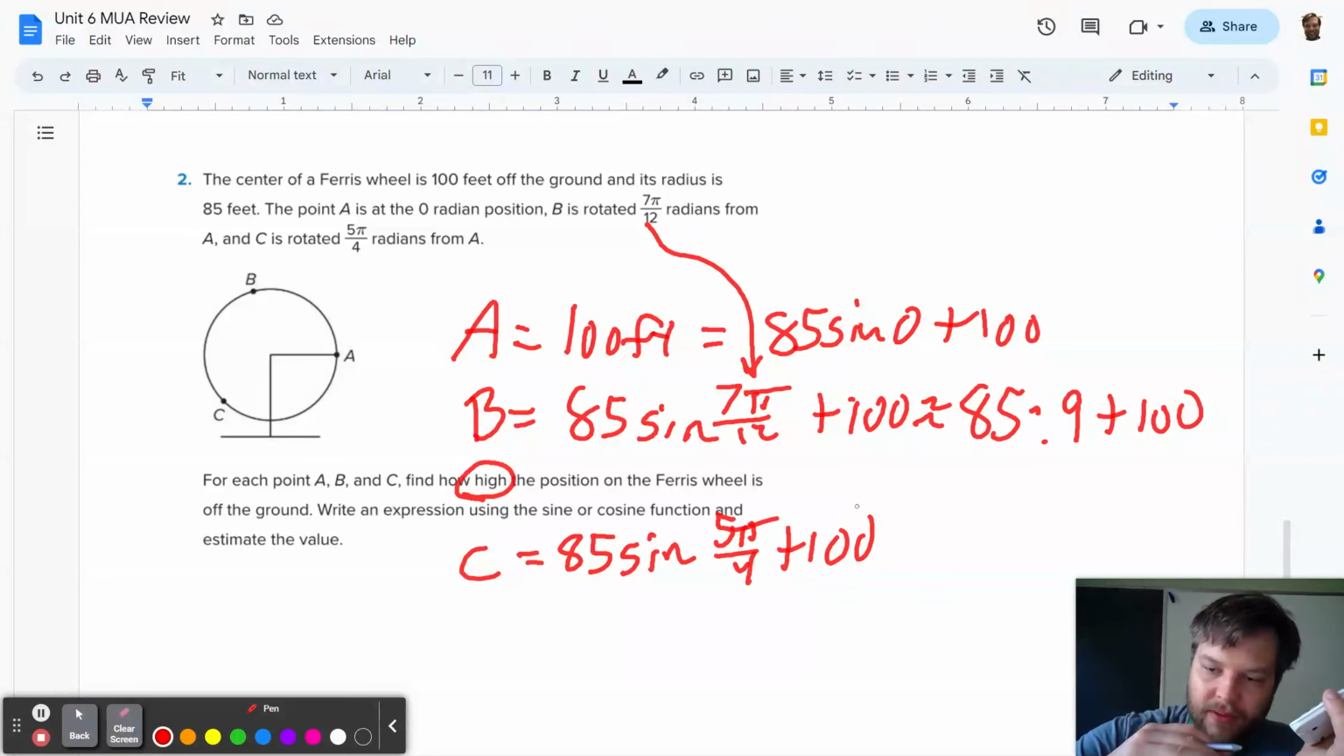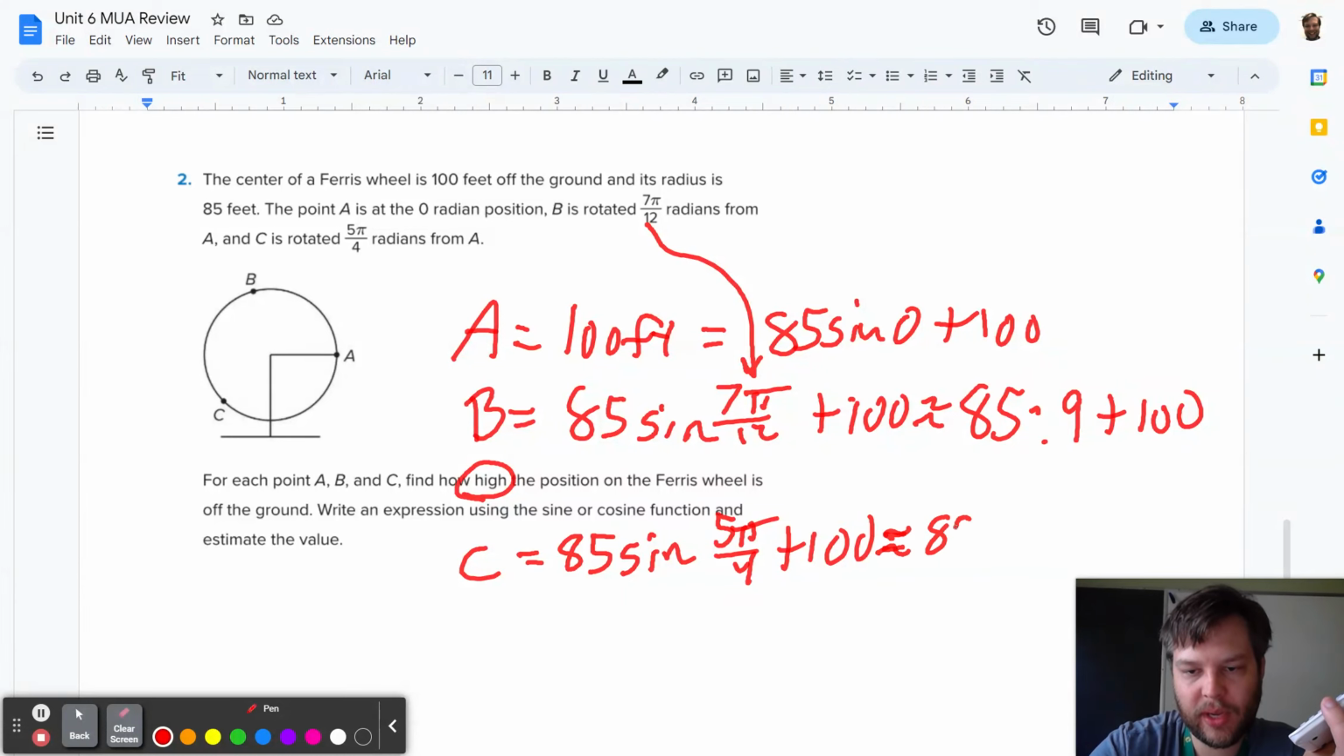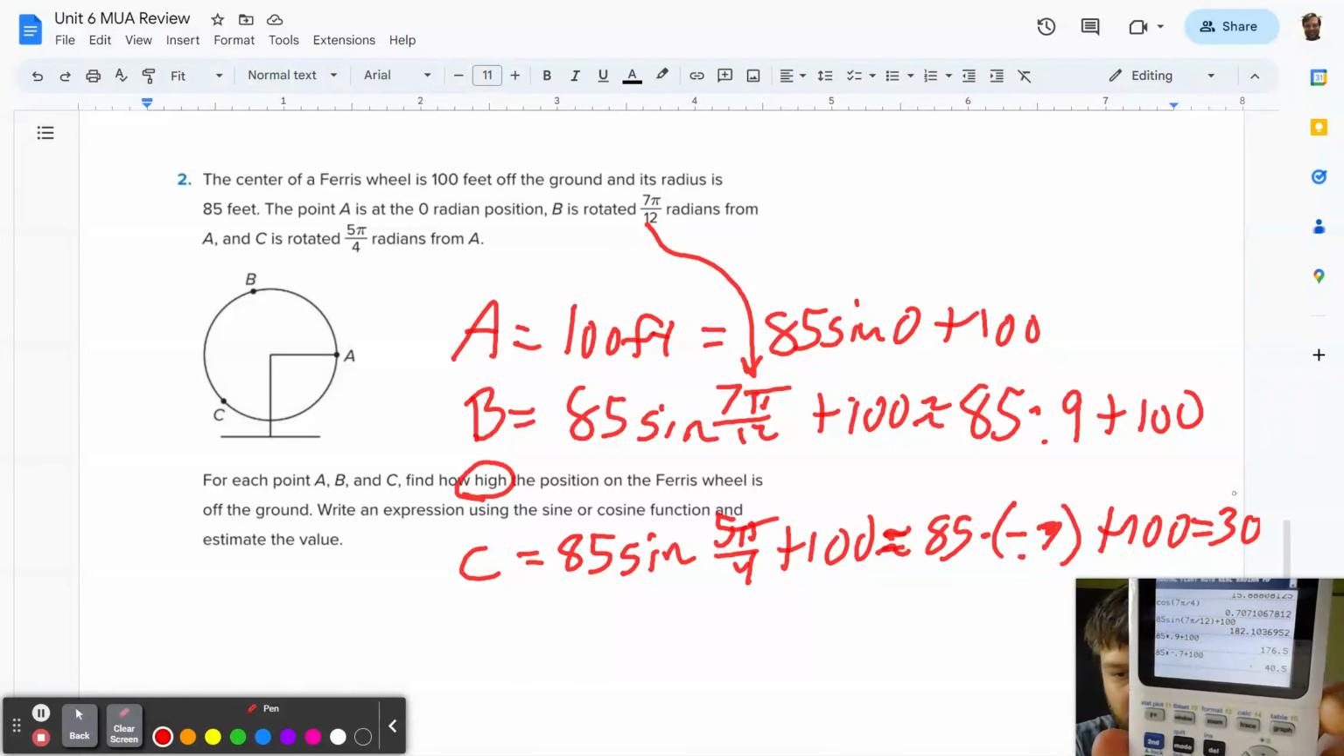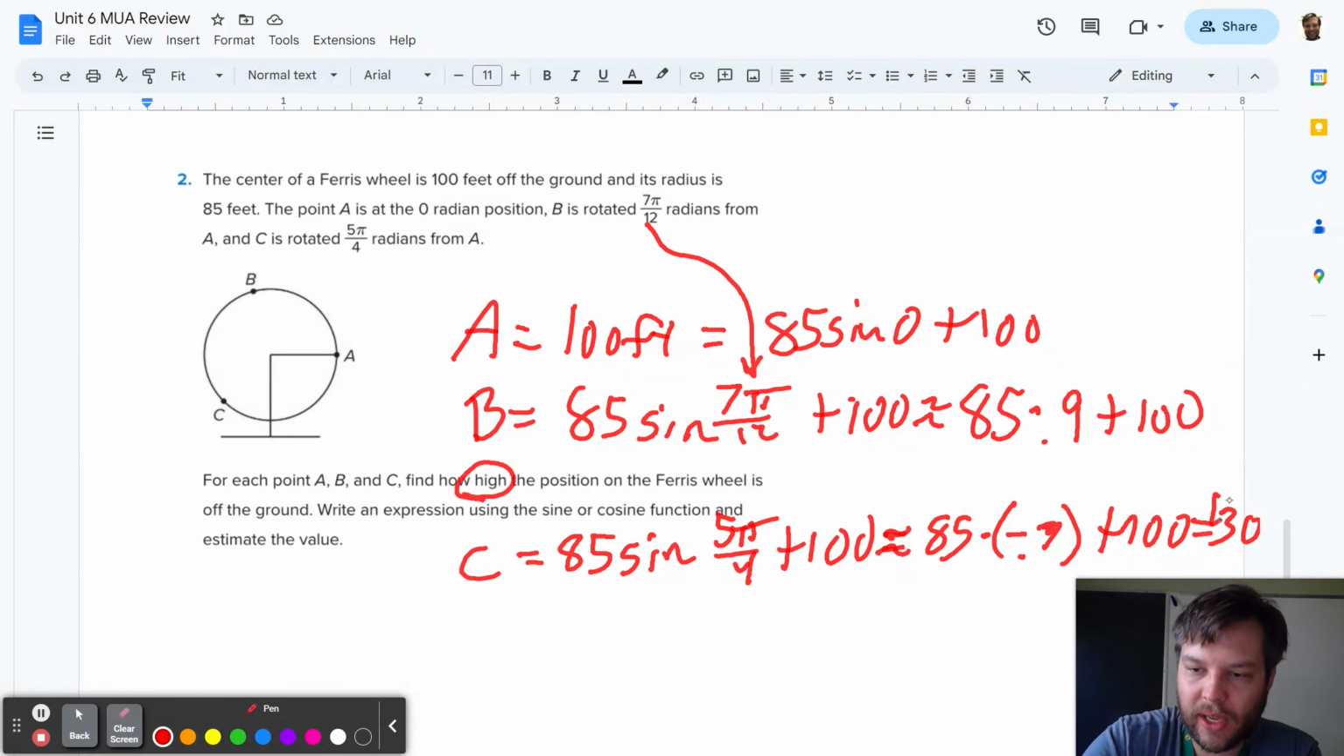Well, 5 pi over 4 is that negative root 2 over 2, which earlier I mentioned as about 0.7. So we could estimate it as 85 times negative 0.7 plus 100. I'm just going to guess that that's about 30. Let's see what it comes out to be. Okay, I was a little off. 40.5. That's okay. We'll just switch our estimate there.